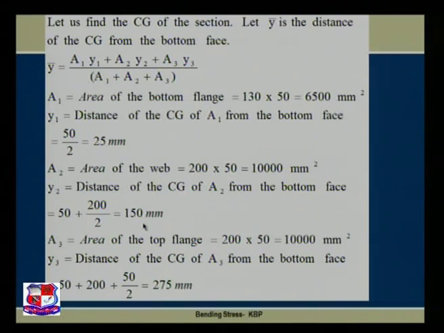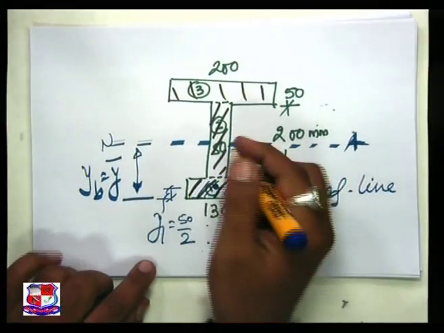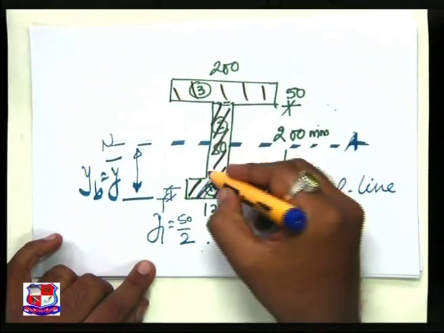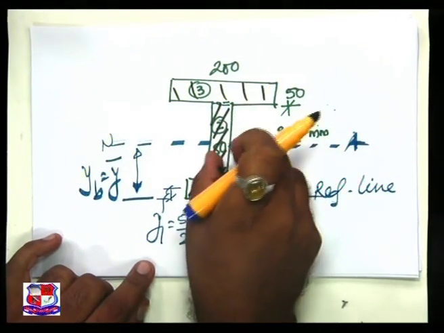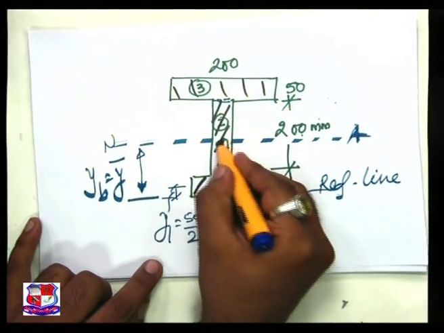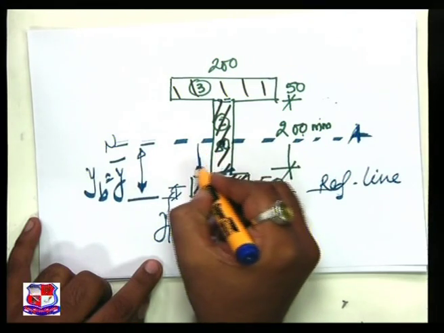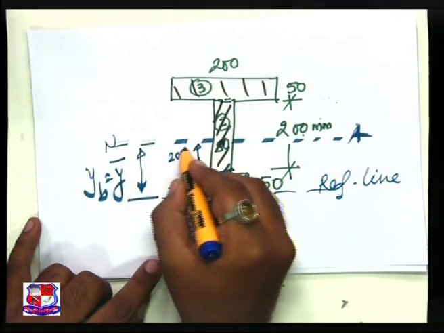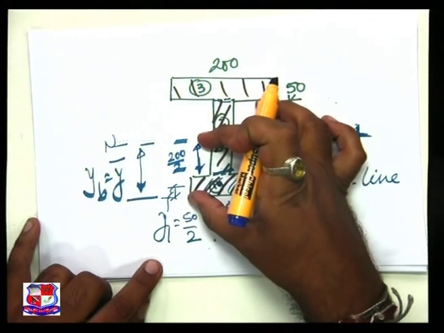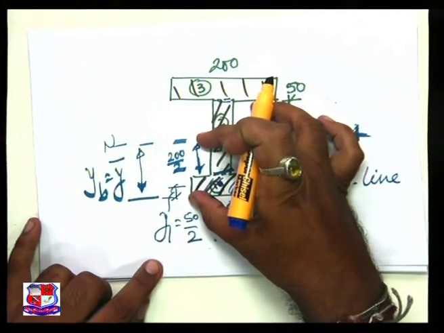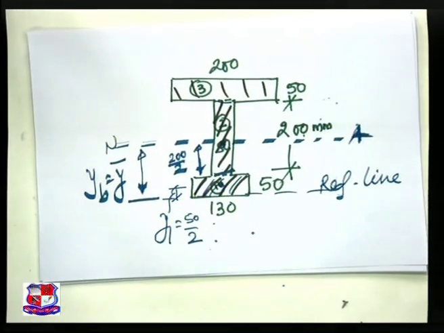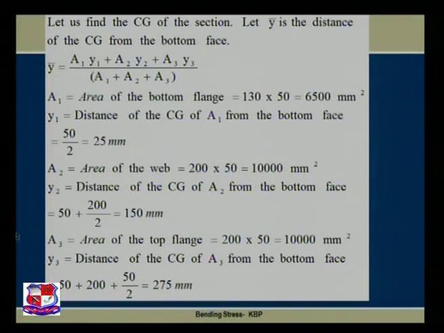Please come on to this tabletop if you want to refer the figure over here. The area for web is this one, 200 into the 50 thickness. Now the CG is over here, and this distance is 200 by 2, and this is 50. So this distance is 200 by 2 plus 50, that is 150, that is y2. Come to this particular PPT.